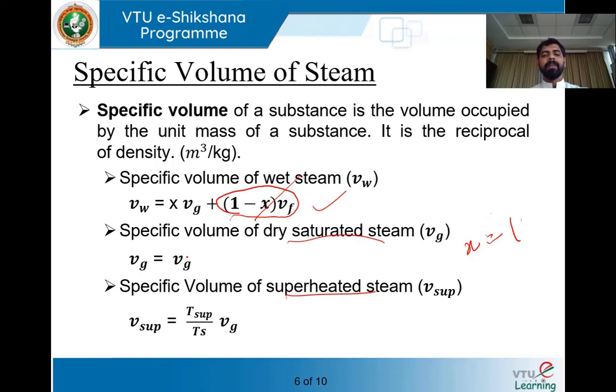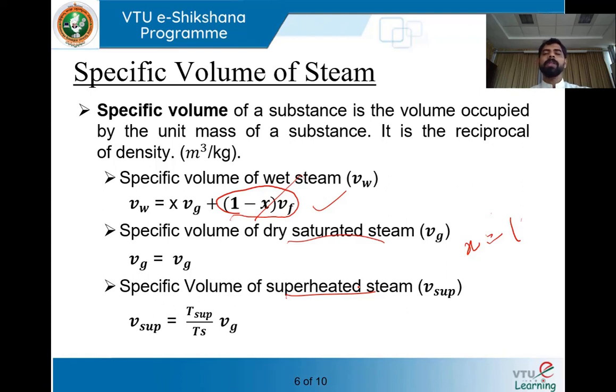Superheated state, heating it beyond saturation temperature. So, that superheated temperature is not fixed. It can be any desired value. Therefore, it is very difficult to estimate the volume occupied by the superheated steam. So, as the temperature increases, density further decreases and the volume changes.